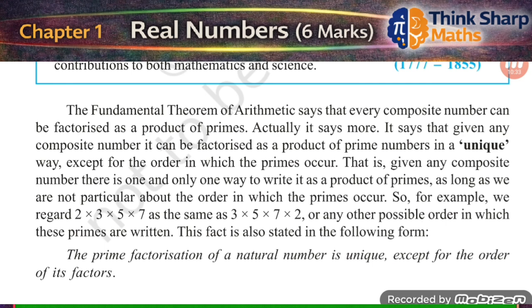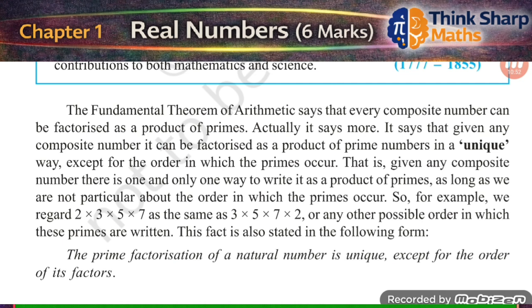In "unique" they did black bold. Why? Because it is an important word. Except for the order in which the primes occur. That is, given any composite number, there is one and only one way to write it as a product of primes. See how many times they are focusing on this word unique.